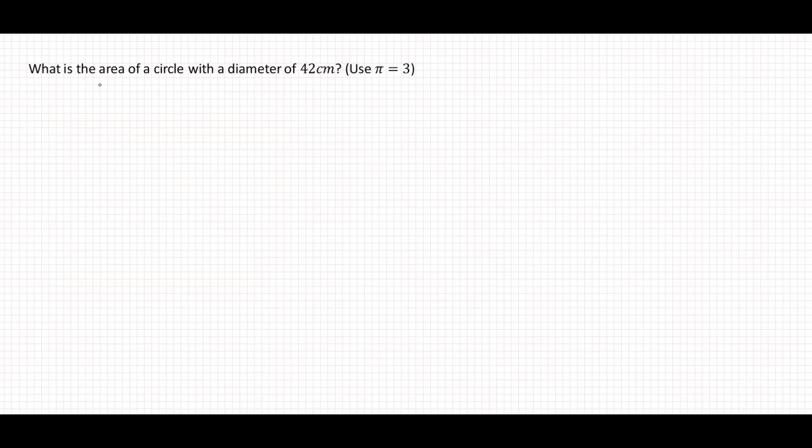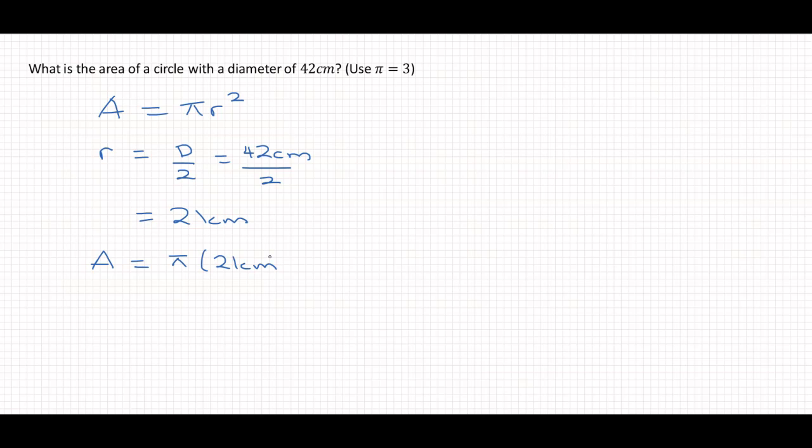Next example, what is the area of a circle with a diameter of 42 centimeters? So let's say area is equal to pi r squared. So our radius right now is going to be diameter divided by 2, which is 42 centimeters divided by 2. And we're going to get 21 centimeters. So now we can substitute, A equal to pi, and then we have 21 centimeters squared.